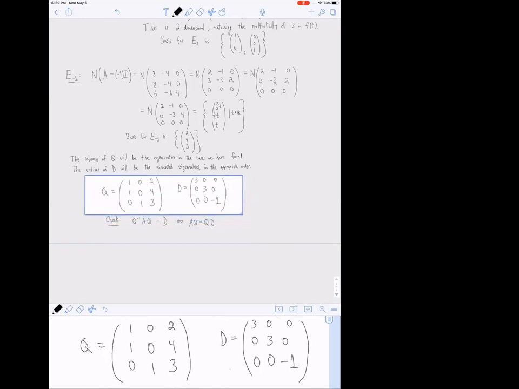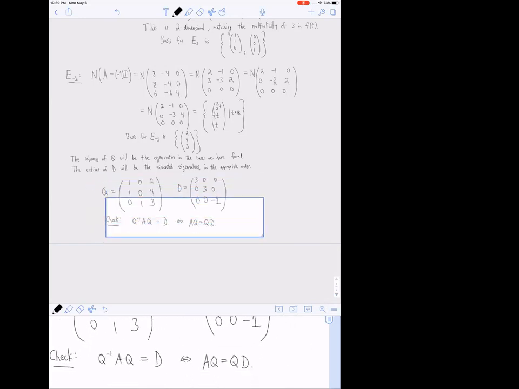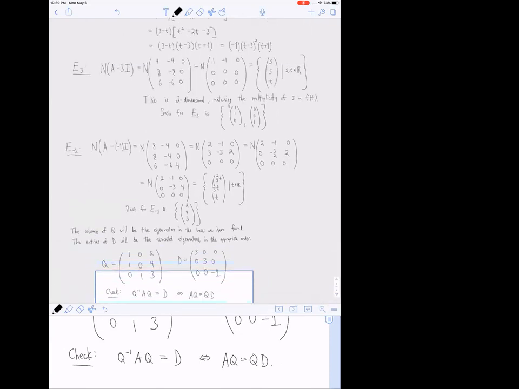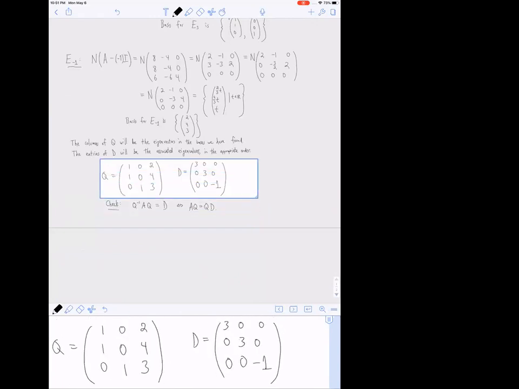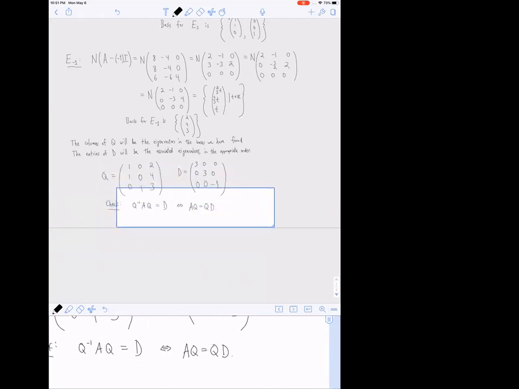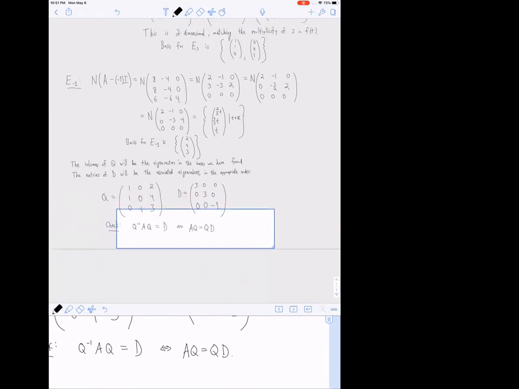So without even having to compute the inverse of this Q matrix, we could just take the original matrix A and multiply it by Q, A on the left, Q on the right, and then take these 2 matrices, Q and D, multiply them together with Q on the left, D on the right, and in fact, you will find that yes, these do result in the same 3x3 matrix.